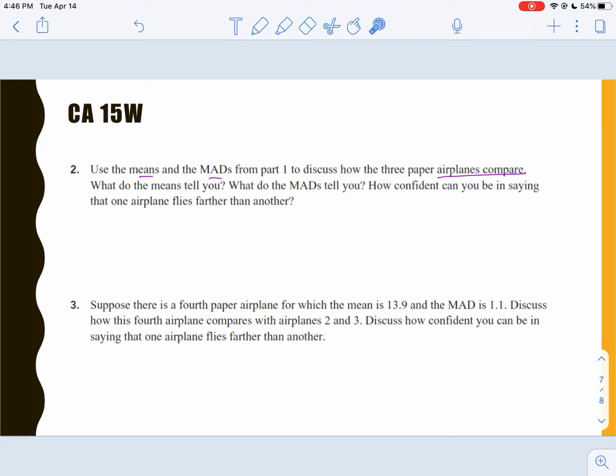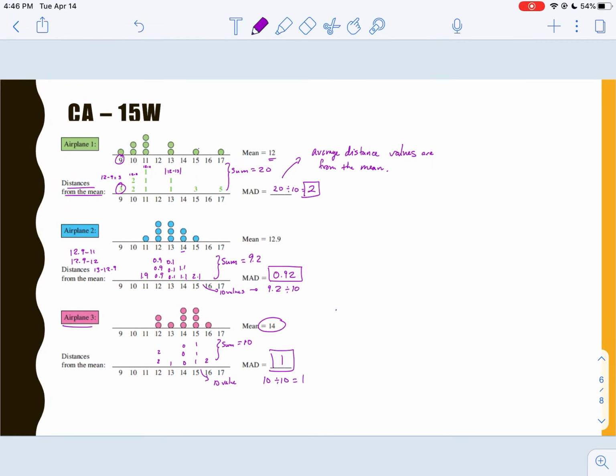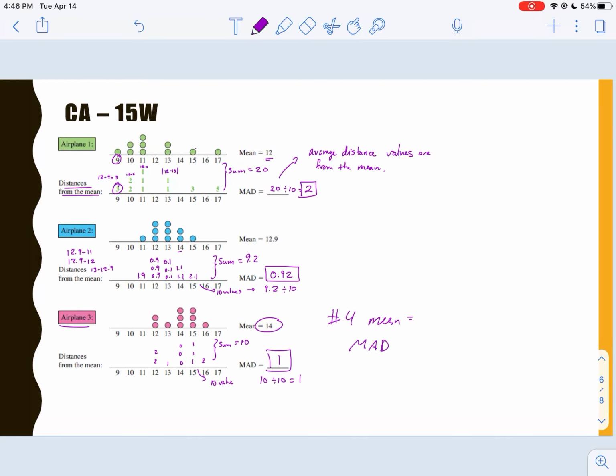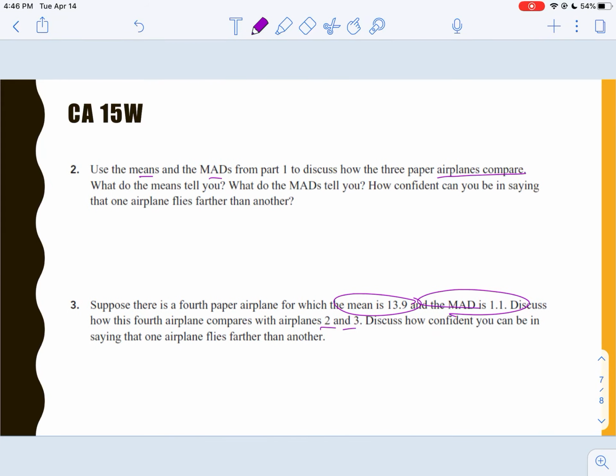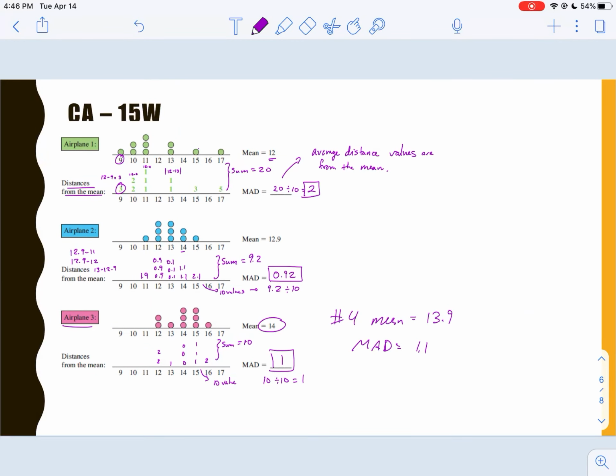Question 3 says, suppose there's a 4th paper plane for which the mean is 13.9 and the MAD, or the mean absolute deviation, is 1.1. Discuss how this 4th airplane compares with 2 and 3. Okay, so airplane number 4, mean and MAD. Was this 13.9, I think, and 1.1.